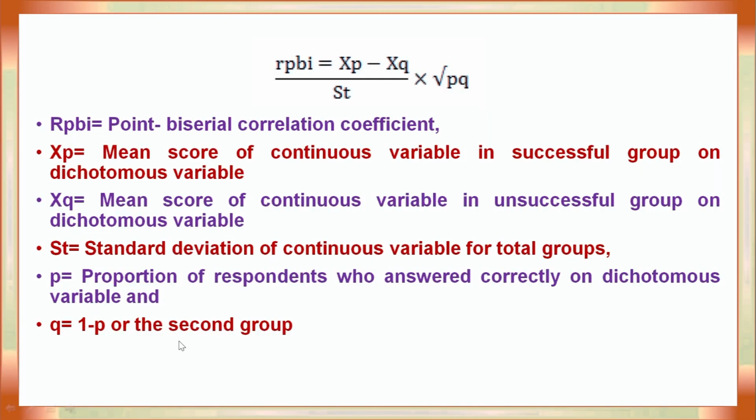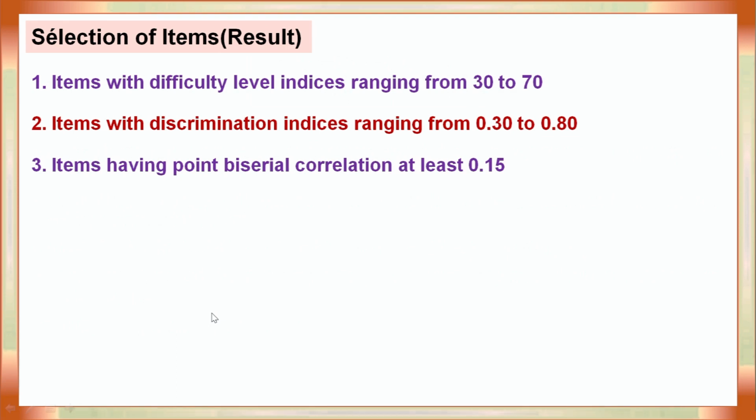You need to go to the standard cutoff values. What are the cutoff values? The item difficulty index for selection of the item in the final knowledge test should be between 30 to 70. 30 to 80 is also sometimes accepted, but it should not be more than 80. The item discrimination index should be between 0.30 to 0.80. And the point biserial correlation should not be less than 0.15. So, those are the cutoff criteria.